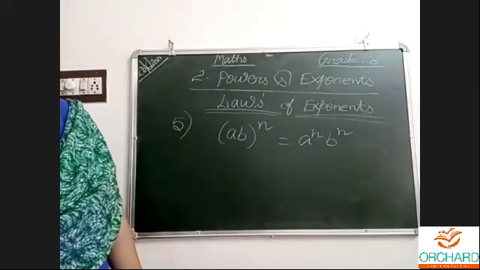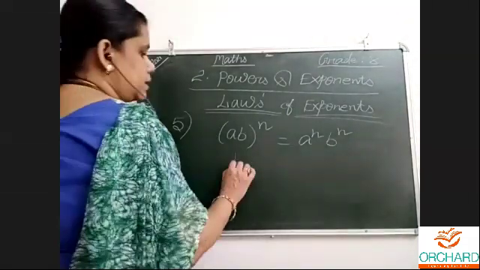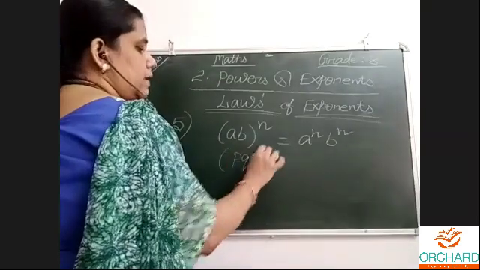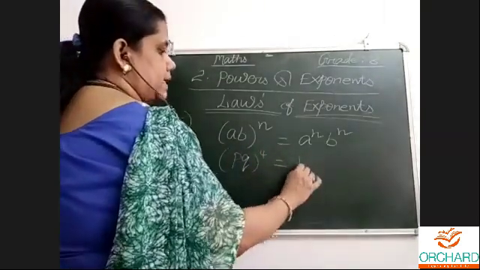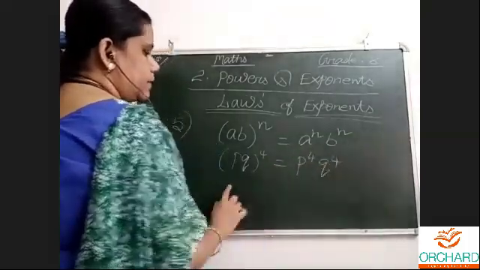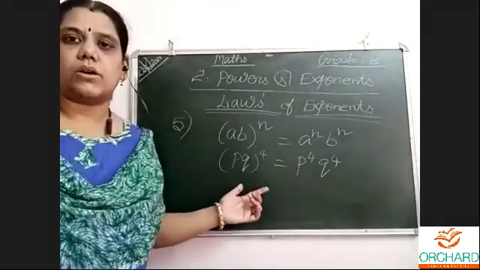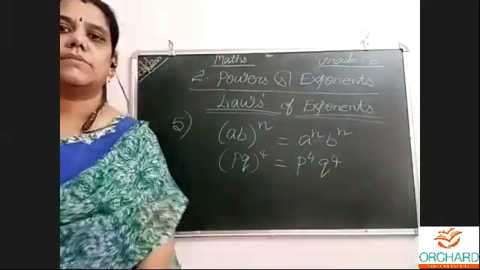PQ the whole power 4. They have given it in PQs only. P power 4, Q power 4. Like this, PQ. They can give variables also. They have given an example like this. This power belongs to both. P power 4, Q power 4. Like this also, they can either give a number or give a variable.